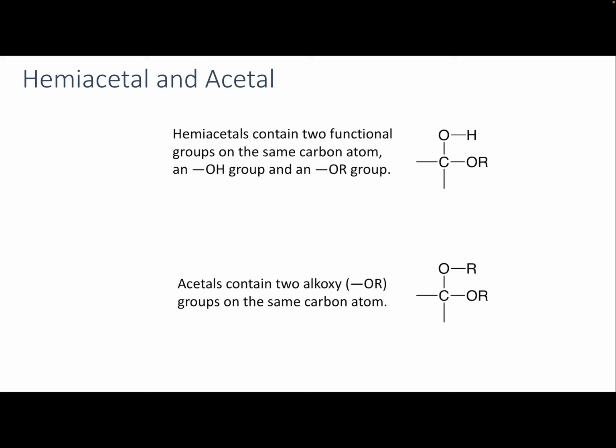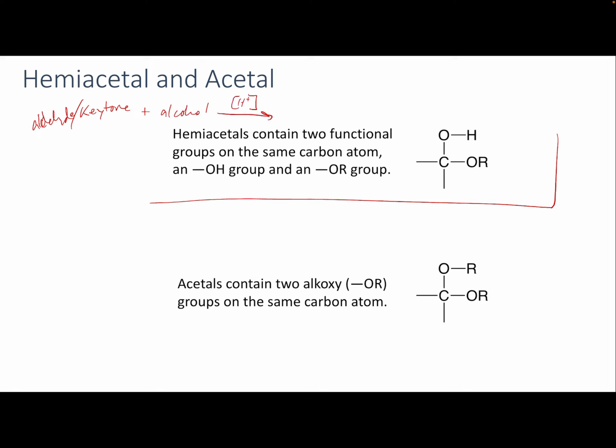So first off, let's talk about what these are. When we add 1 alcohol to an aldehyde or ketone with an acid catalyst, we form something called a hemiacetal. Again, this comes from an aldehyde or ketone that gets added to an alcohol in the presence of some acid catalyst. We get a hemiacetal.